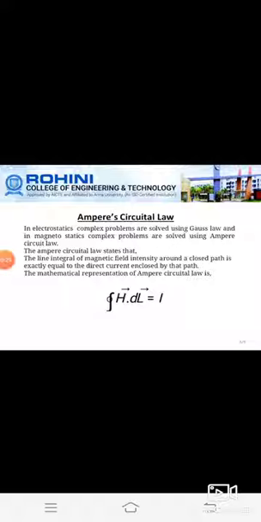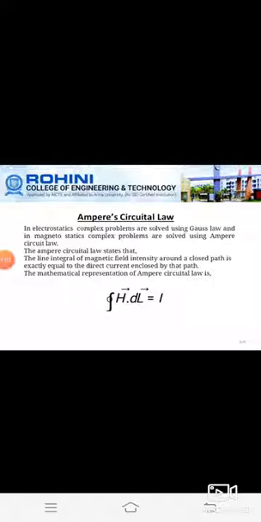Ampere's circuital law states that the line integral of the magnetic field intensity, that is the H vector, around a closed path is exactly equal to the direct current enclosed by the path. We can write this equation as the closed integral of H vector dot dl vector equals the current I. This law is very helpful for determining the magnetic field intensity when the current distribution is symmetrical, that is, even.